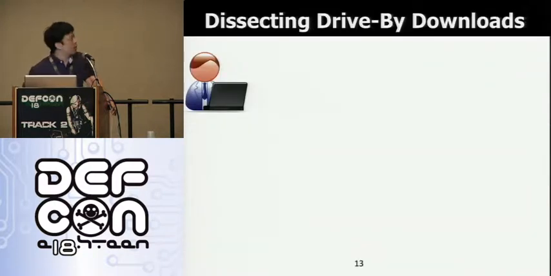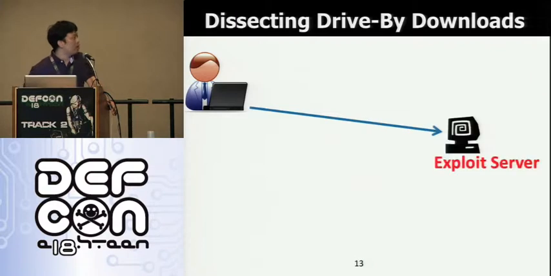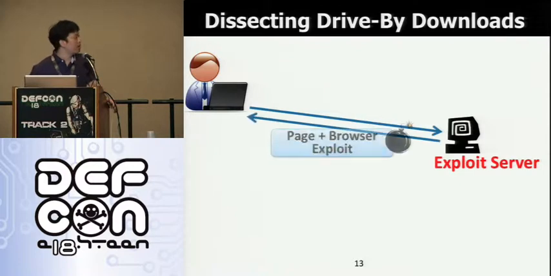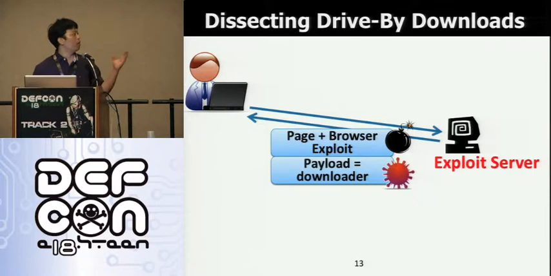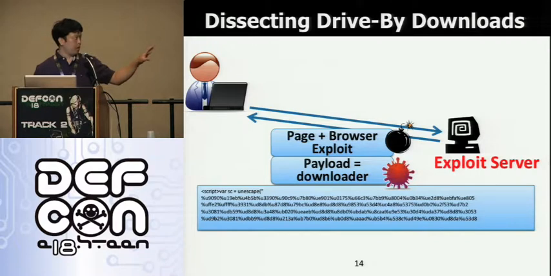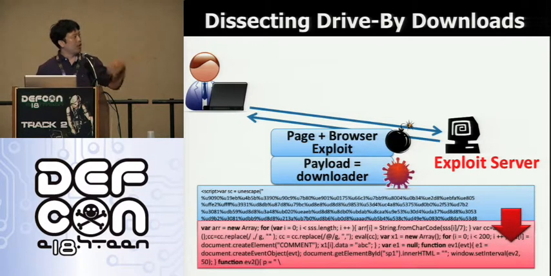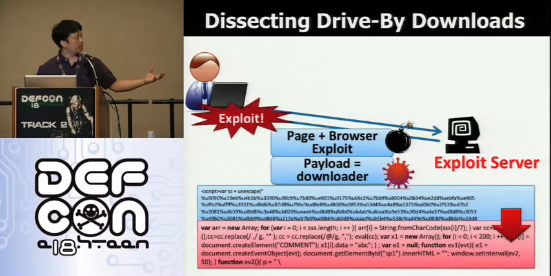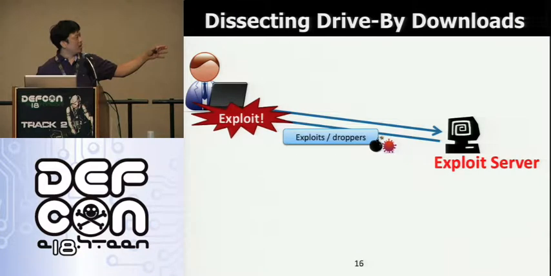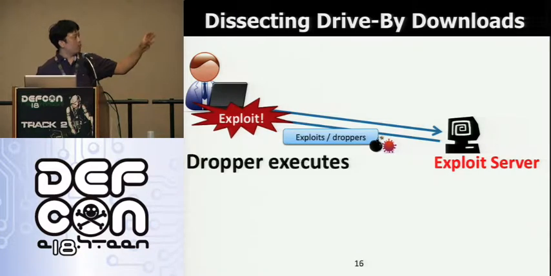So let's dissect drive-by downloads. What happens is very simple. The visitor links to an exploit server. The exploit server serves him a legitimate page, but it includes a browser exploit and also a payload, or what we call downloader. The exploit, and this part is usually obfuscated. So when it executes, it will deobfuscate itself, and then it will exploit the browser. And at this time, the dropper will execute, which is the payload or the shellcode.